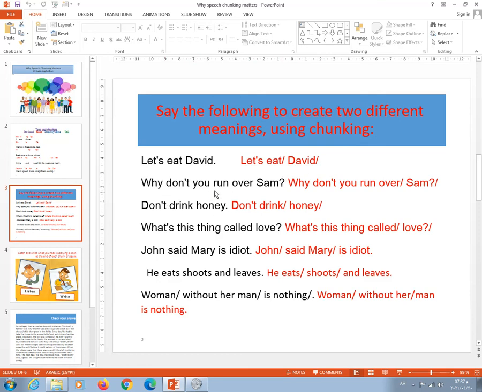Why don't you run over Sam? I don't think that this is the intended meaning, to ask someone to hit Sam and to cross over his body by a car or a vehicle.